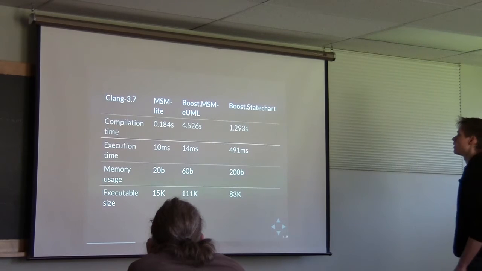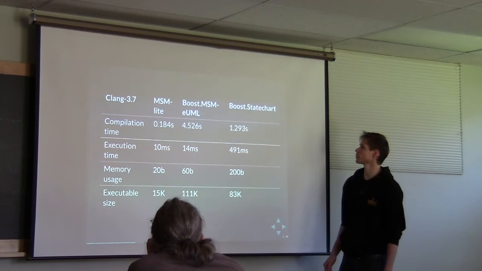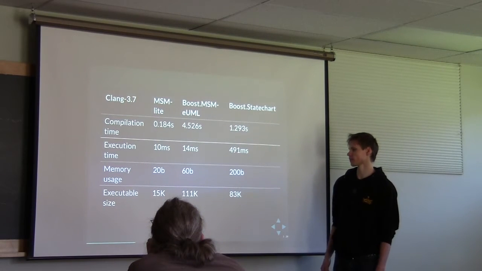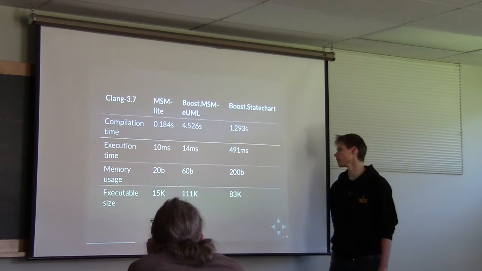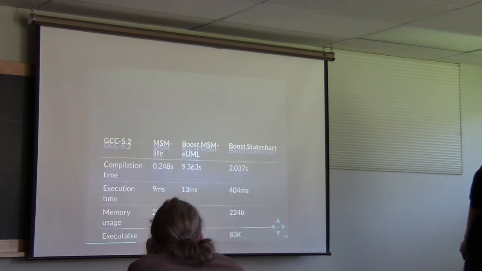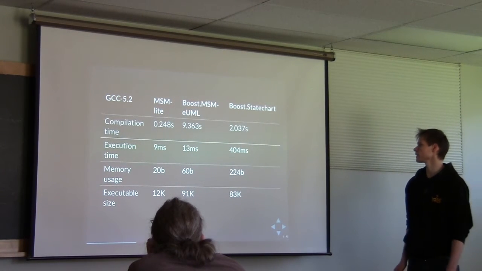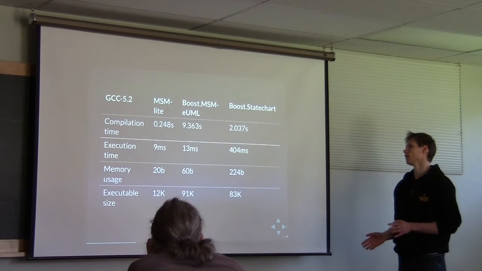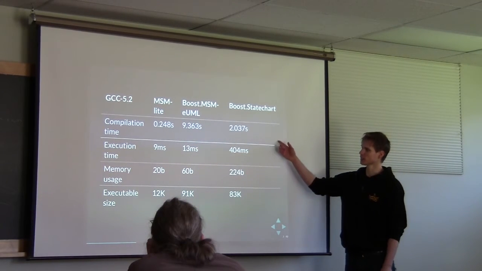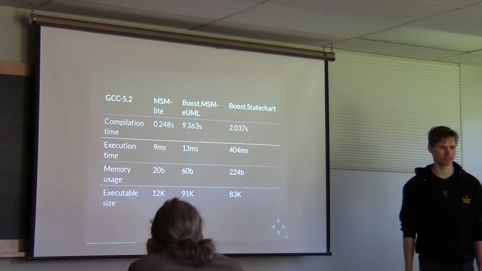So what about this one? You can see still that MSM-lite compiles quite quickly in comparison to MSM and Statechart. Statechart is always the slowest, and the executable size in MSM-eUML is still quite big. And the last test I have, that's for GCC. Clang and GCC seem to produce pretty much the same values. It compiles a bit slower on GCC usually, and runs a bit faster on GCC, depending on the test actually.